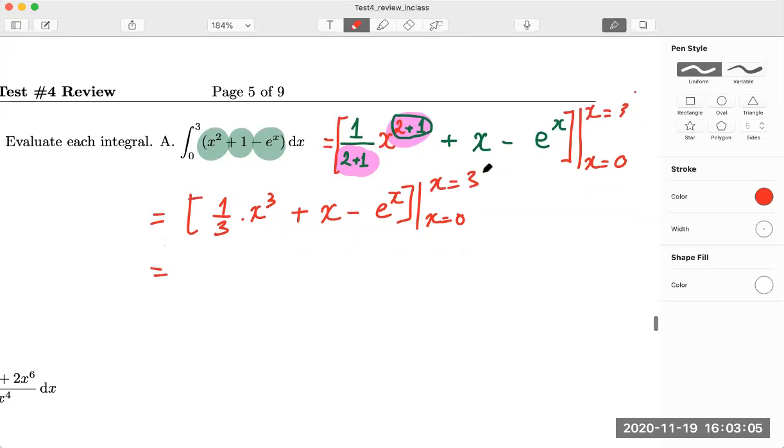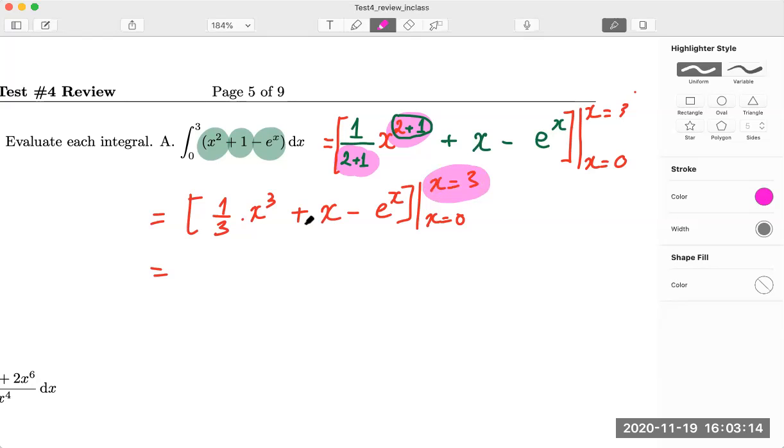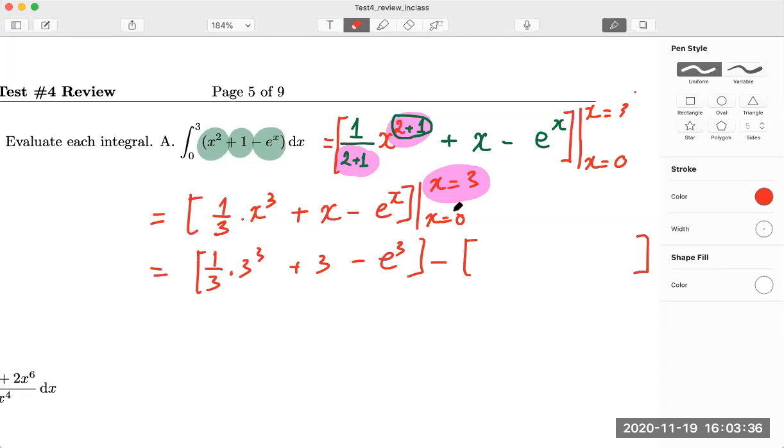So now we evaluate the upper limit. And what do we have here, Gary? It would be 1/3 times 3 cubed plus 3 minus e to the third. Yes, I'm sorry, minus. We get the upper limit evaluation, subtract the lower limit evaluation, right? It will be 1/3 times 0 cubed plus 0 minus e to the 0. Okay?